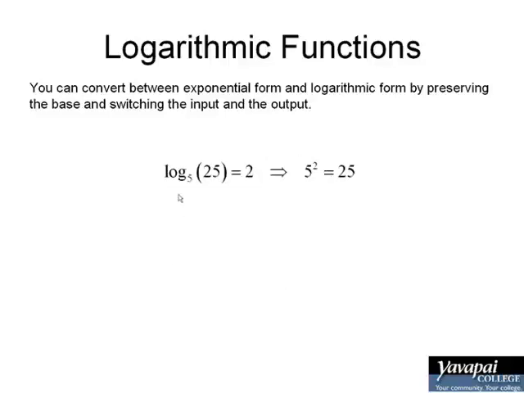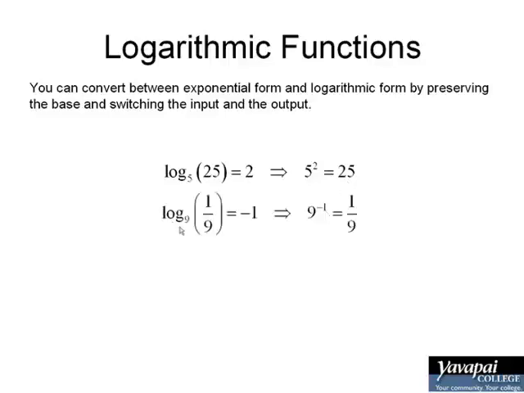Now we can go back the other way. So here's a log base 5. It takes in 25 and gives out 2. So when I convert it over to an exponential, it'll have a base of 5. It'll take in the 2 and give out the 25, and it even makes sense because 5 squared is equal to 25.